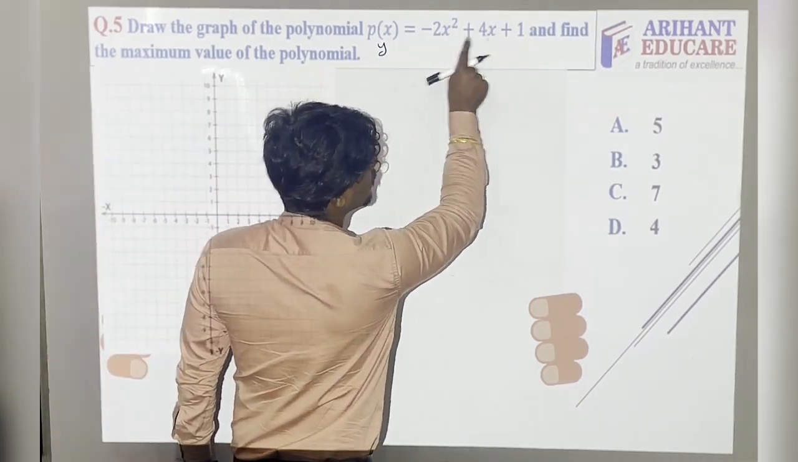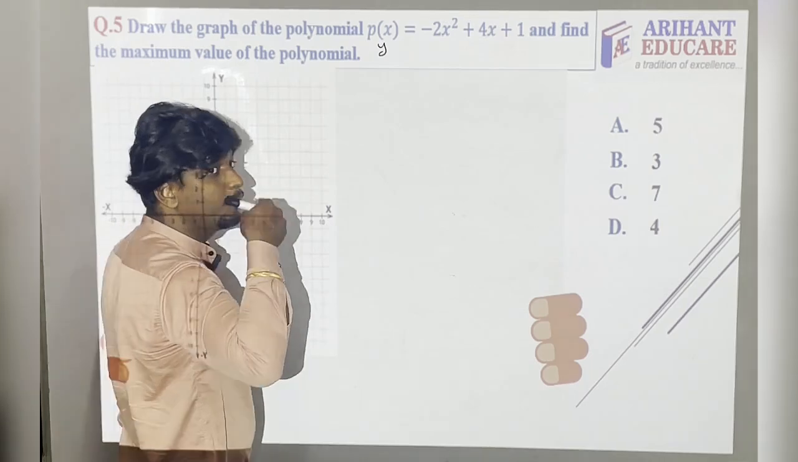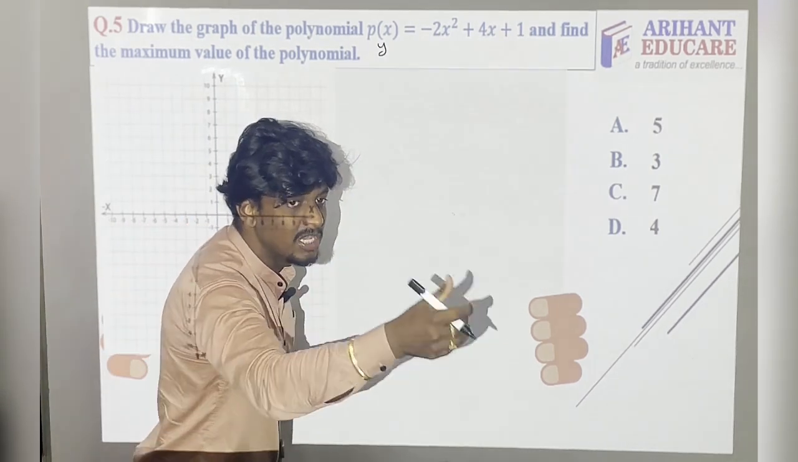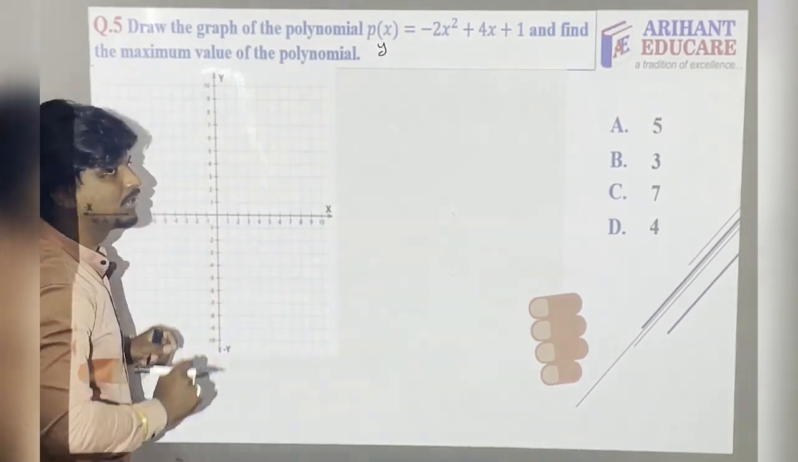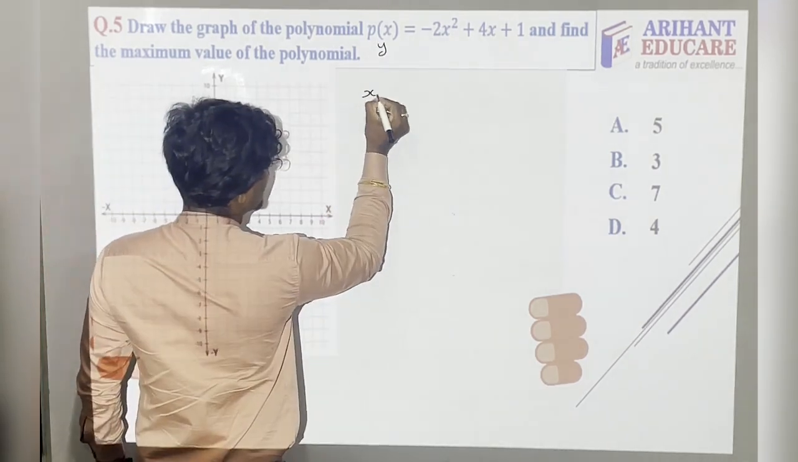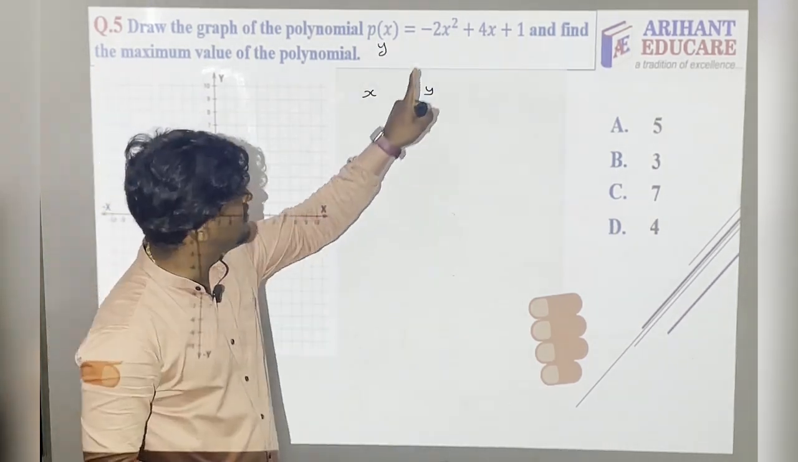Just put any random values of x and you'll get an output of that, and consider that value of y and plot it on the graph. Let's start. I've got here x, I've got y. Very simple, let's start with 0.